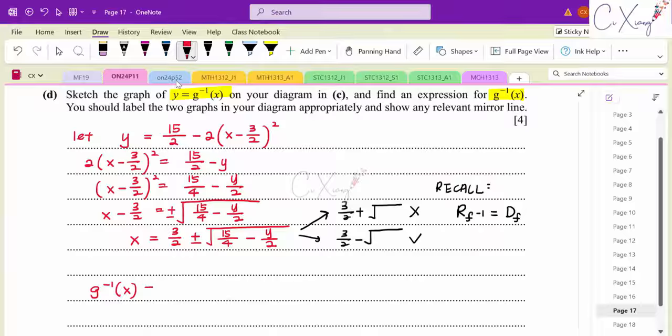So the inverse function, if I write it out properly, will be 3 over 2 minus the square root of 15 over 4 minus x over 2. Yes, so this is basically how we solve this question 11 here.